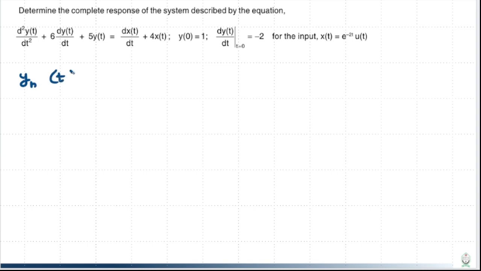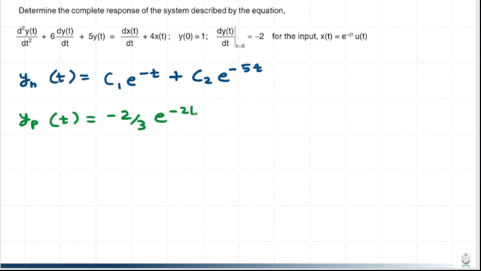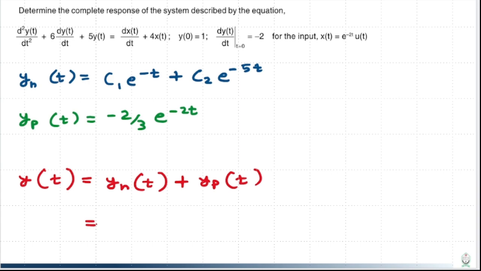And we have with us the homogeneous solution. The homogeneous solution was c1 e to the power minus t plus c2 e to the power minus 5t, and the particular solution we have with us is minus 2/3 e to the power minus 2t. So the total response here for this differential equation is the homogeneous solution plus the particular solution. So they both together give us C1 e to the power minus t plus C2 e to the power minus 5t minus 2 by 3 e to the power minus 2t.